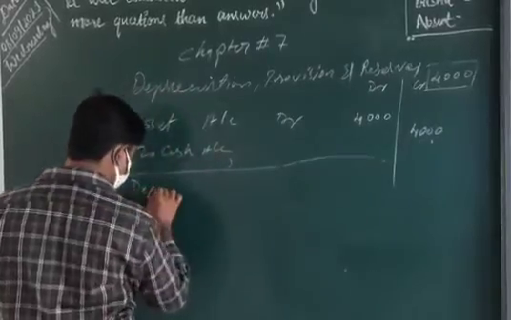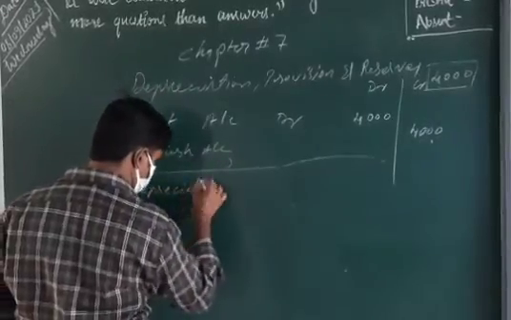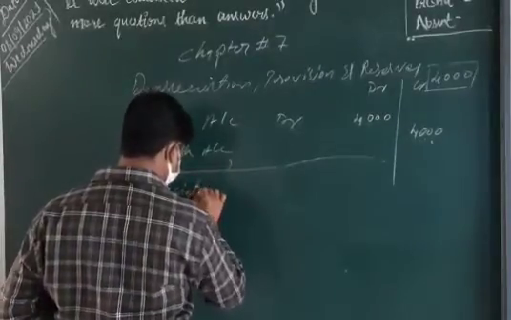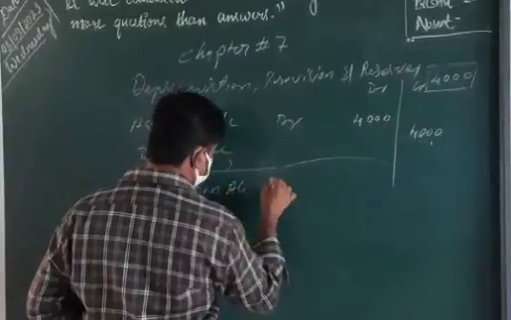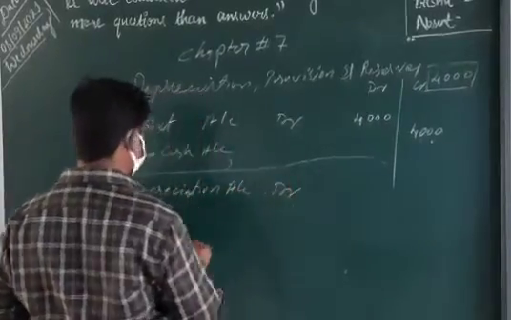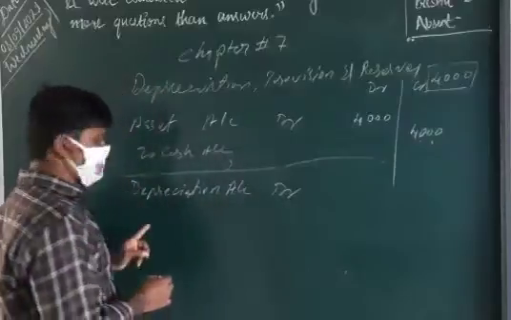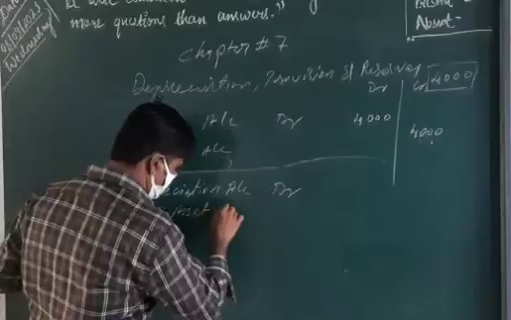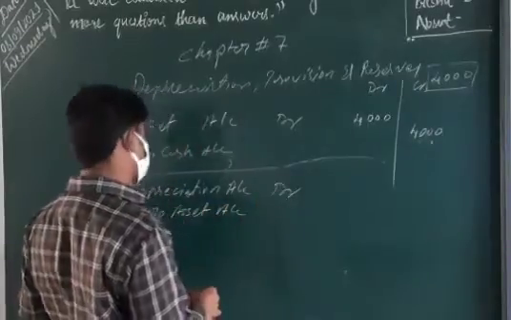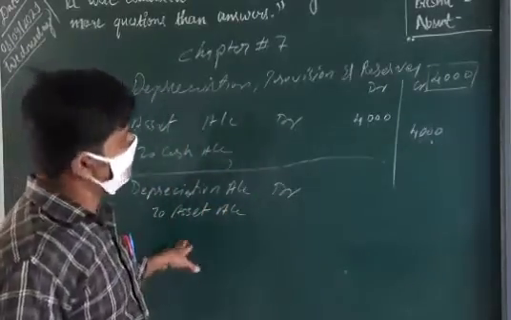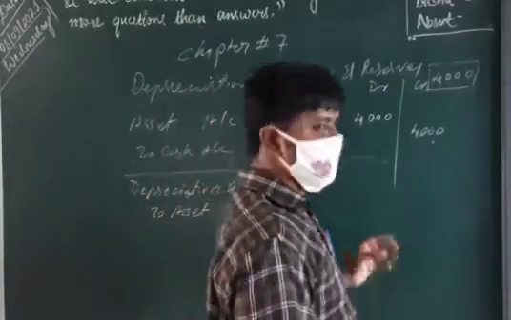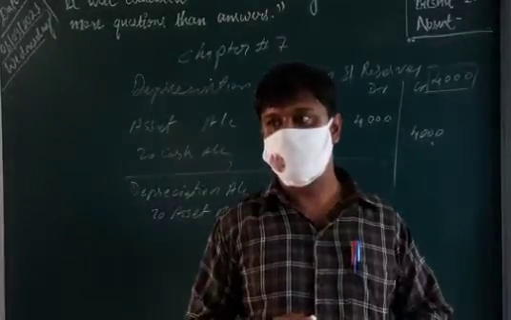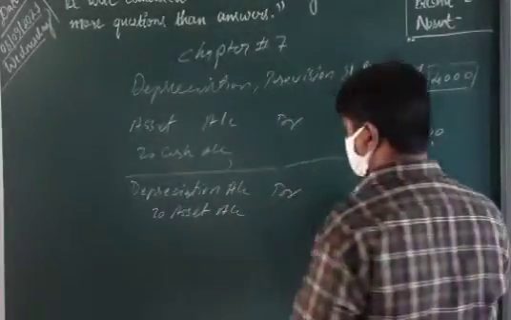Then we write depreciation account debit to asset account. The asset account we write directly. Clear now? Here we find the depreciation. How much do we put as depreciation for a year? 10%. Now 10% means how much? 400.